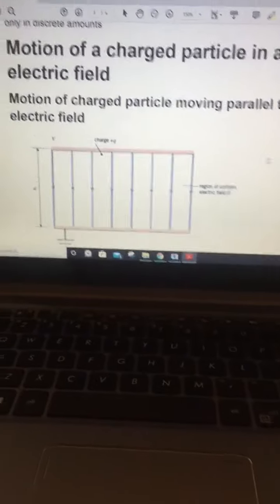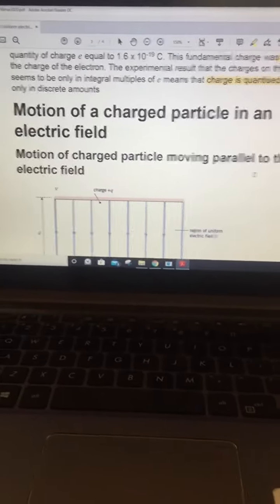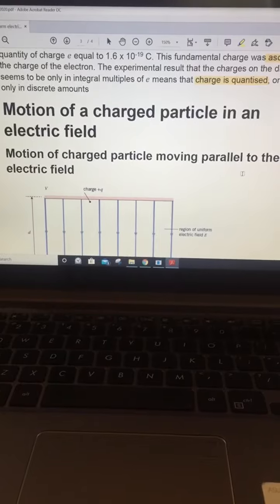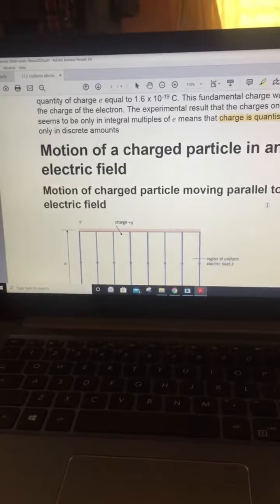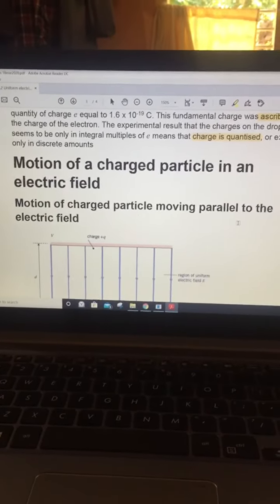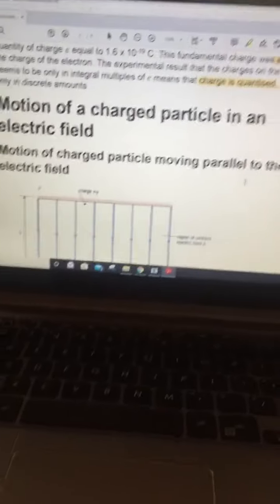Okay, now we are going to analyze the motion of a charged particle in an electric field. First thing is when the charged particle is moving parallel to the electric field. So it is just like the case when an object is falling towards earth or is being thrown upwards.